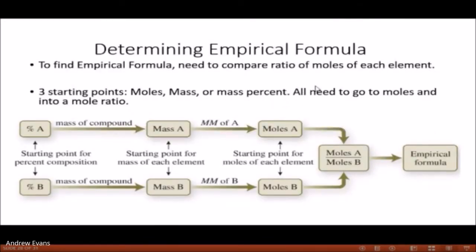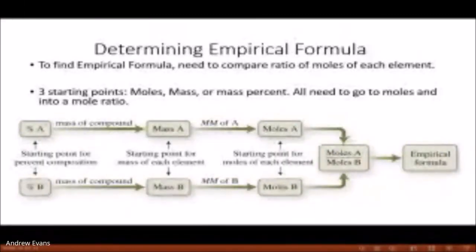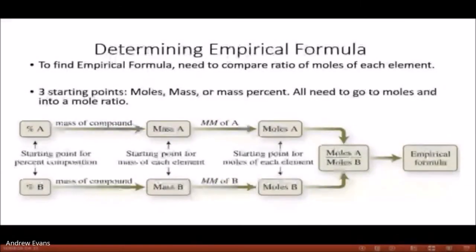We're going to use our percent by mass. You could start from 3 points, and the ending point will always be if you have a mole of one compound and you compare it to the mole of a compound, you're going to get a mole ratio. That's the end goal, what we need, a mole ratio. What is the simplest whole number ratio of this atom to this atom?